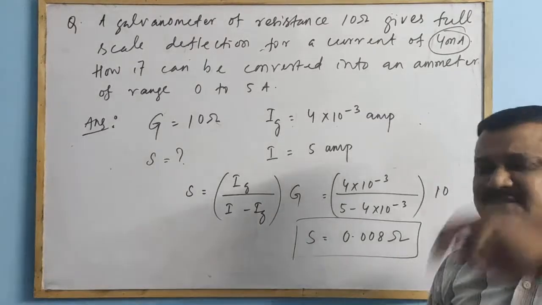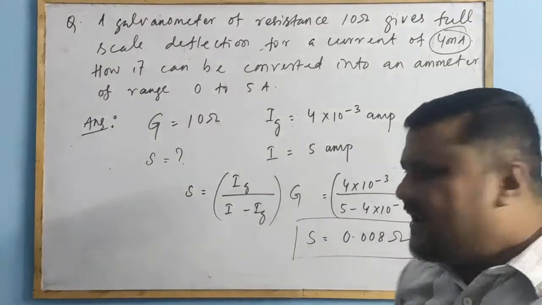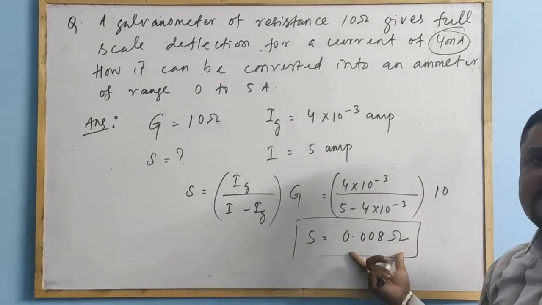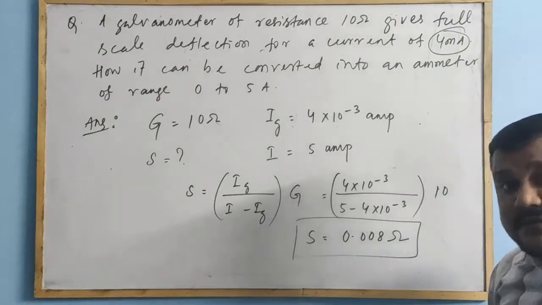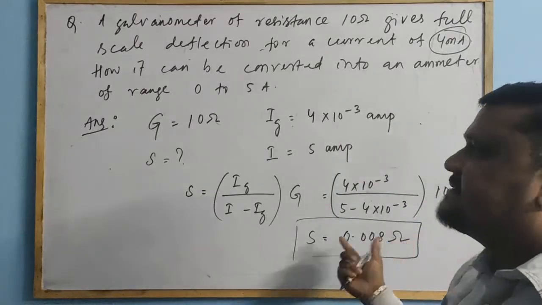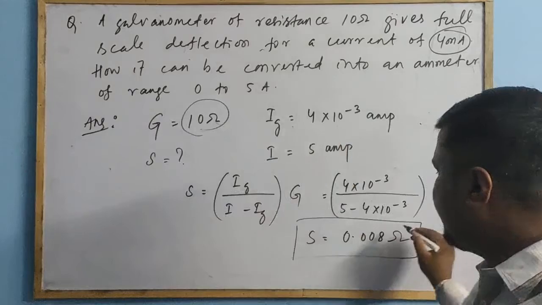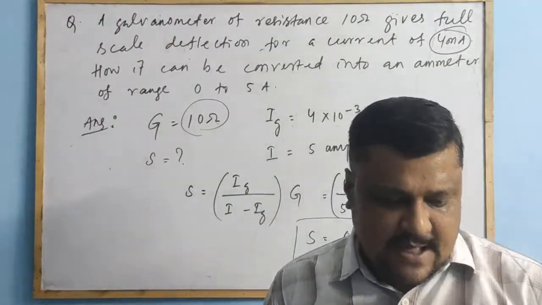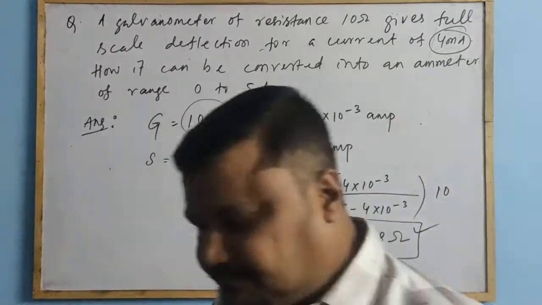And if you calculate the shunt resistance in problems, you will get very small values. It will not be like 1000 ohm or 5000 ohm. The value will not come like that. If it is coming like that, then you have made some mistake. It is a very small resistance. So the galvanometer is 10 ohm, and the shunt resistance is 0.008 ohm. Clear? So this is about the ammeter.